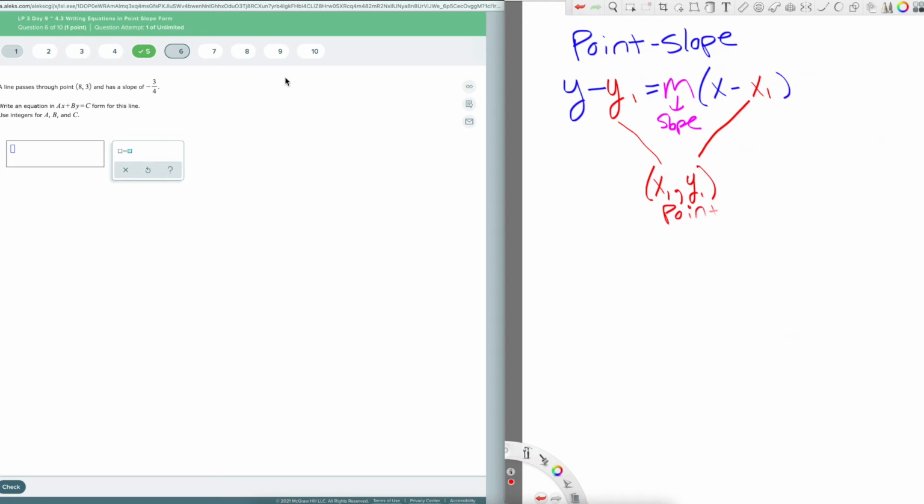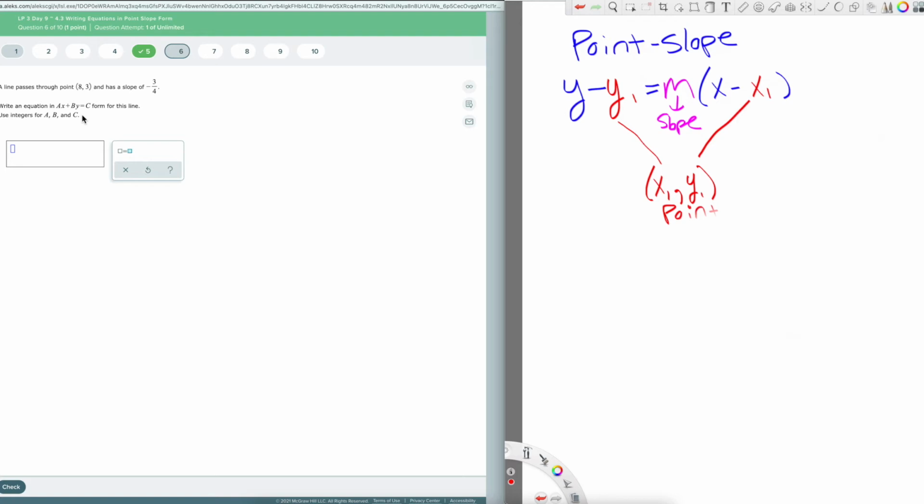Just like we did on number 2, I think, when we were doing that. So it's the same idea there. Sorry, I'm shuffling around making a bunch of noise here. It also says use integers for A, B, and C. So that's the warning. No fractions, no decimals there. They need to be integers.